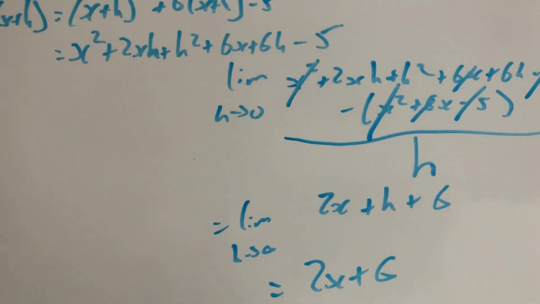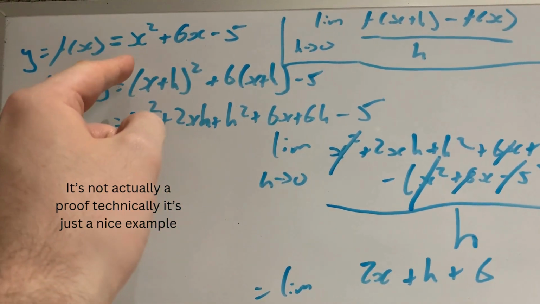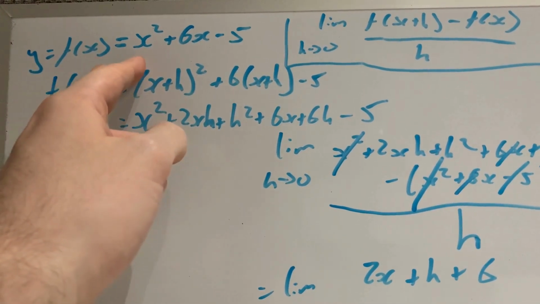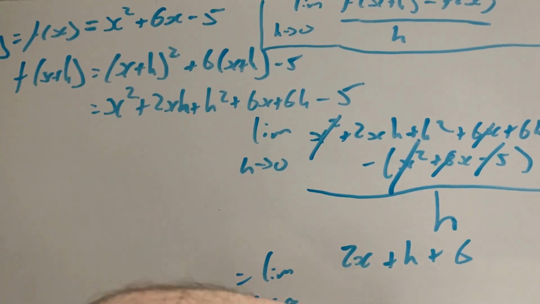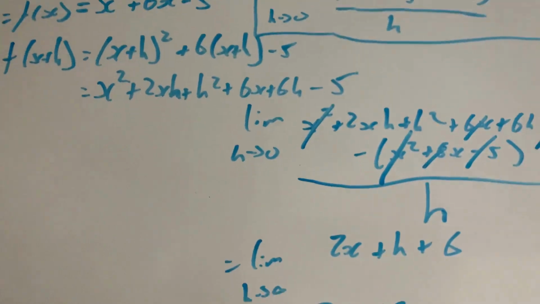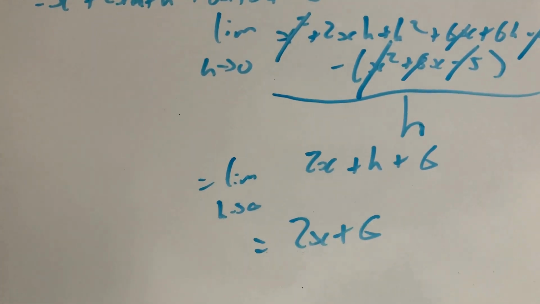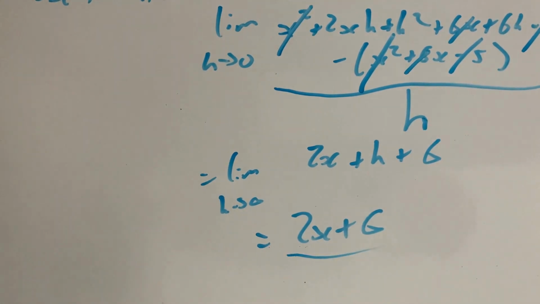So this is a nice way of showing that when we have a function with multiple terms, we can just differentiate them term by term. So x squared, we've got 2x. We've got 6x, that becomes the 6. And then our constant term, minus 5, we know that when we differentiate constants, they disappear. So nice little proof from first principles there.